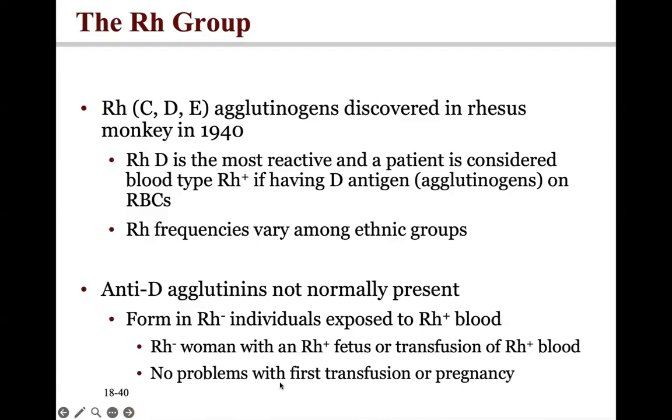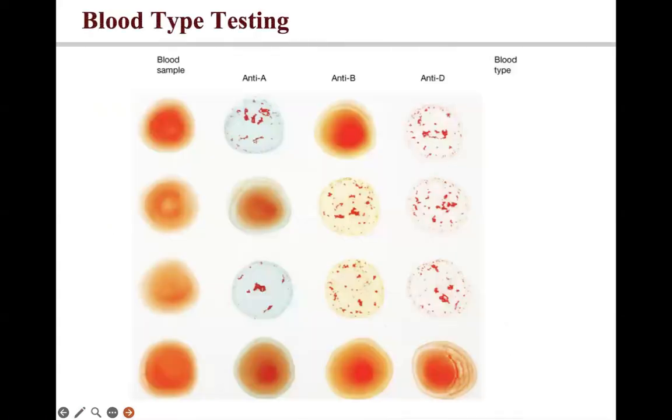So there is a problem that happens during pregnancy because of the presence of this factor. And we'll learn that eventually. Before I do that, let's understand blood typing a little bit, and then we'll go ahead with that. So this is blood typing, a blood sample in each one of them.